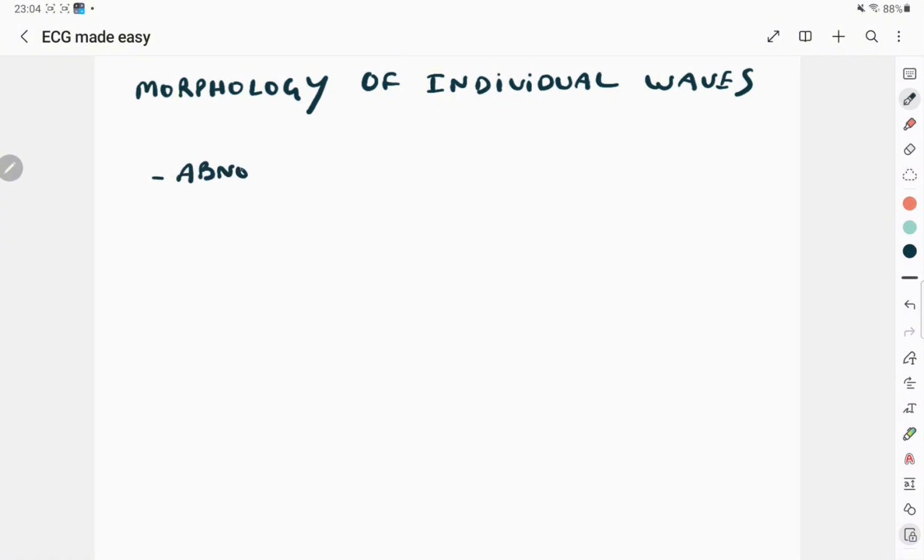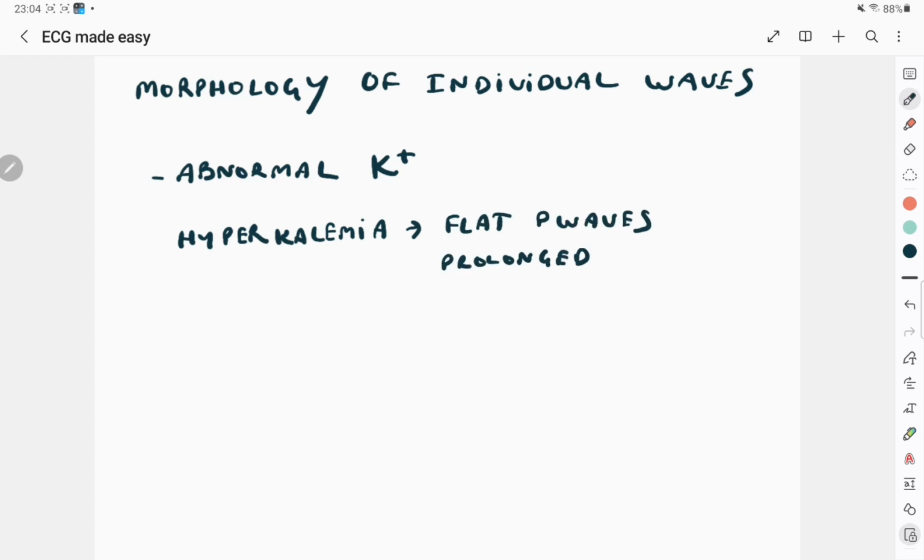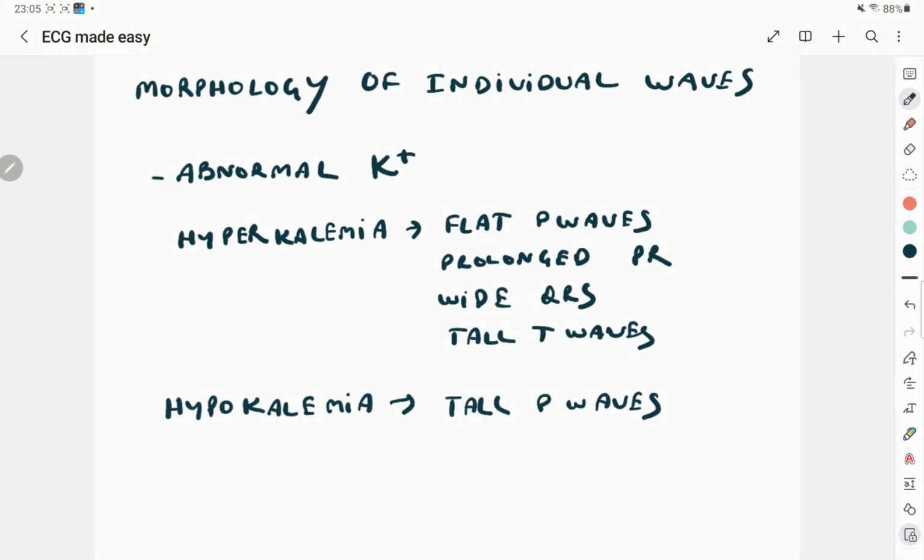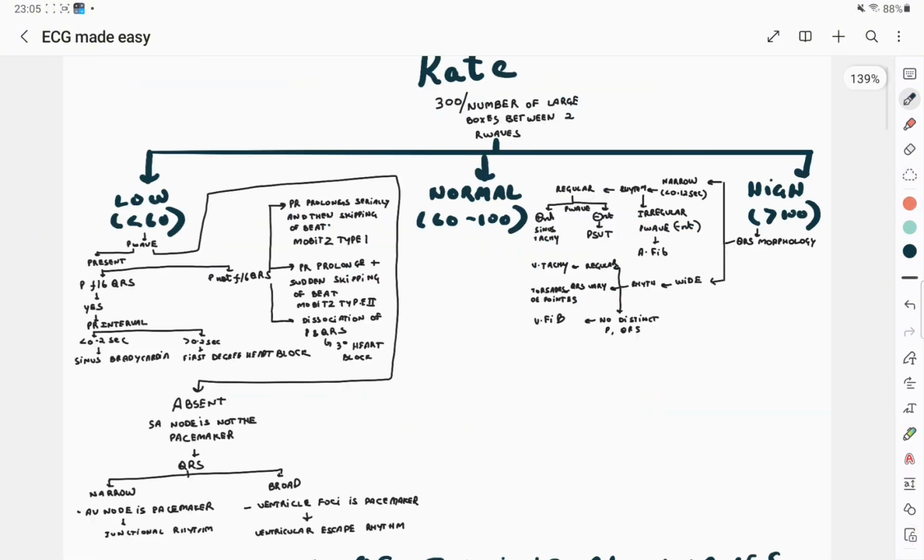The last thing to cover is potassium abnormalities, which commonly cause ECG changes. Hyperkalemia is characterized by flat P waves, prolonged PR, wide QRS, and tall T waves. Hypokalemia is characterized by tall P waves, ST depression, and flat T waves. If you read an ECG using this approach, you will not miss any important diagnosis.